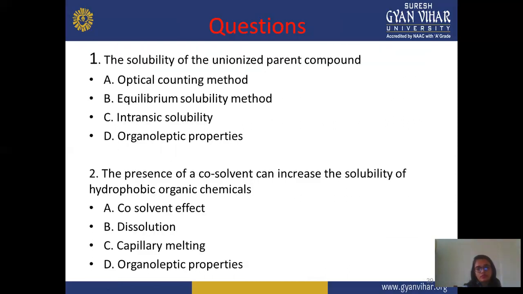Now the question part. In the first question, the solubility of an ionized parent compound: the first option is the optical counting method, B is the equilibrium solubility method, C is intrinsic solubility, D is organoleptic property. In the second question, the presence of a co-solvent can increase the solubility of a hydrophobic organic compound. Option A is co-solvent effect, B is dissolution, C is capillary melting method, and D is organoleptic property.